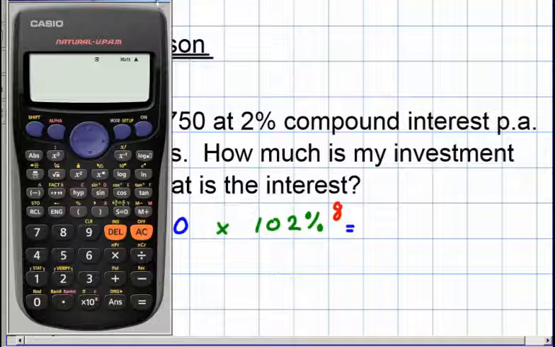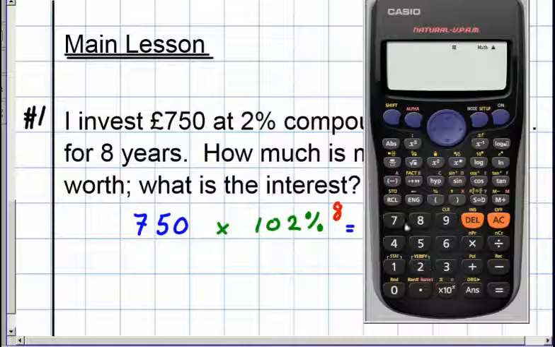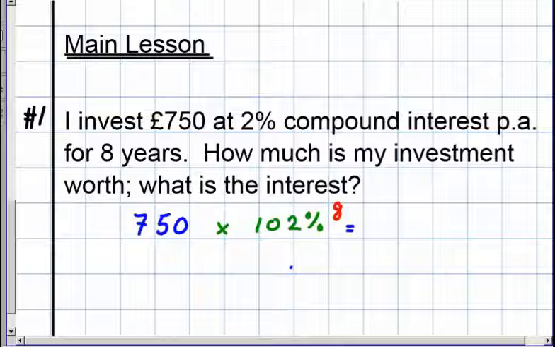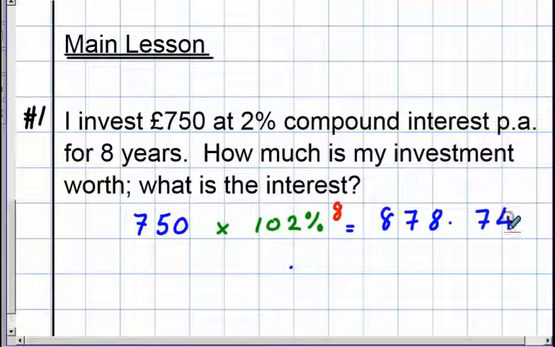So I type in, 750 times 102. Then you need the percent button, which is above the left-hand bracket, so shift percent. And then to the power, that's the power button here, the X with a little white square, to the power 8. And there we are, 878. Because we're dealing with currency, we're going to round it to 2 decimal places, 878.74. That's how much is in my bank account or wherever I invested my money.